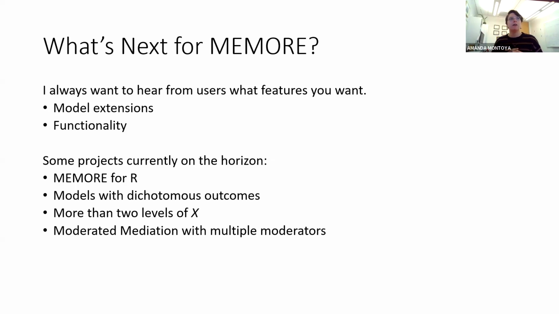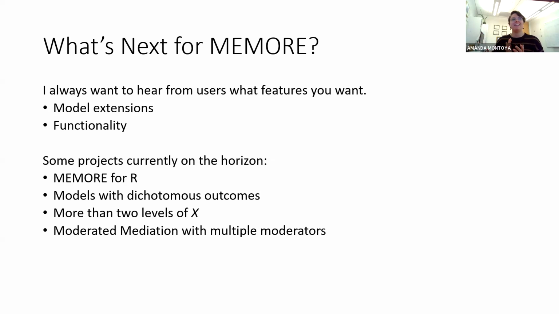We're also working on models that have more than 2 levels of X. This is one of the most common questions we get: what if I have 3 conditions or 4 conditions? So we're working on that as well. And then obviously, I think a common extension that PROCESS has that we don't is moderated mediation with multiple moderators. So that will definitely be high on our priority list.